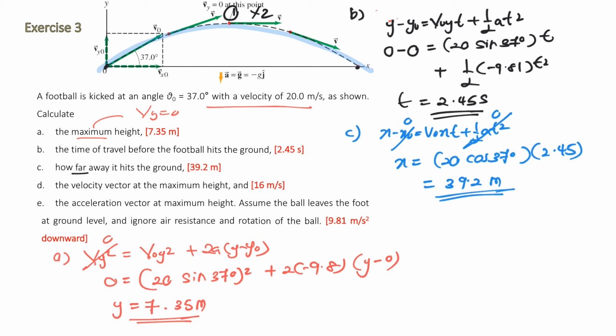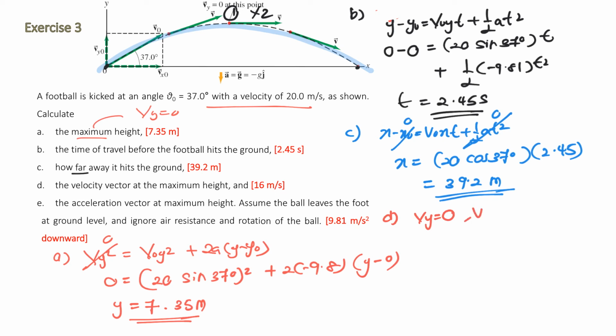Okay, so for question D, the question asks you to find the velocity vector at the maximum height. At the maximum height, the only component that exists is v naught x, because v y will be 0. So for question D, your v y at the maximum height is 0.